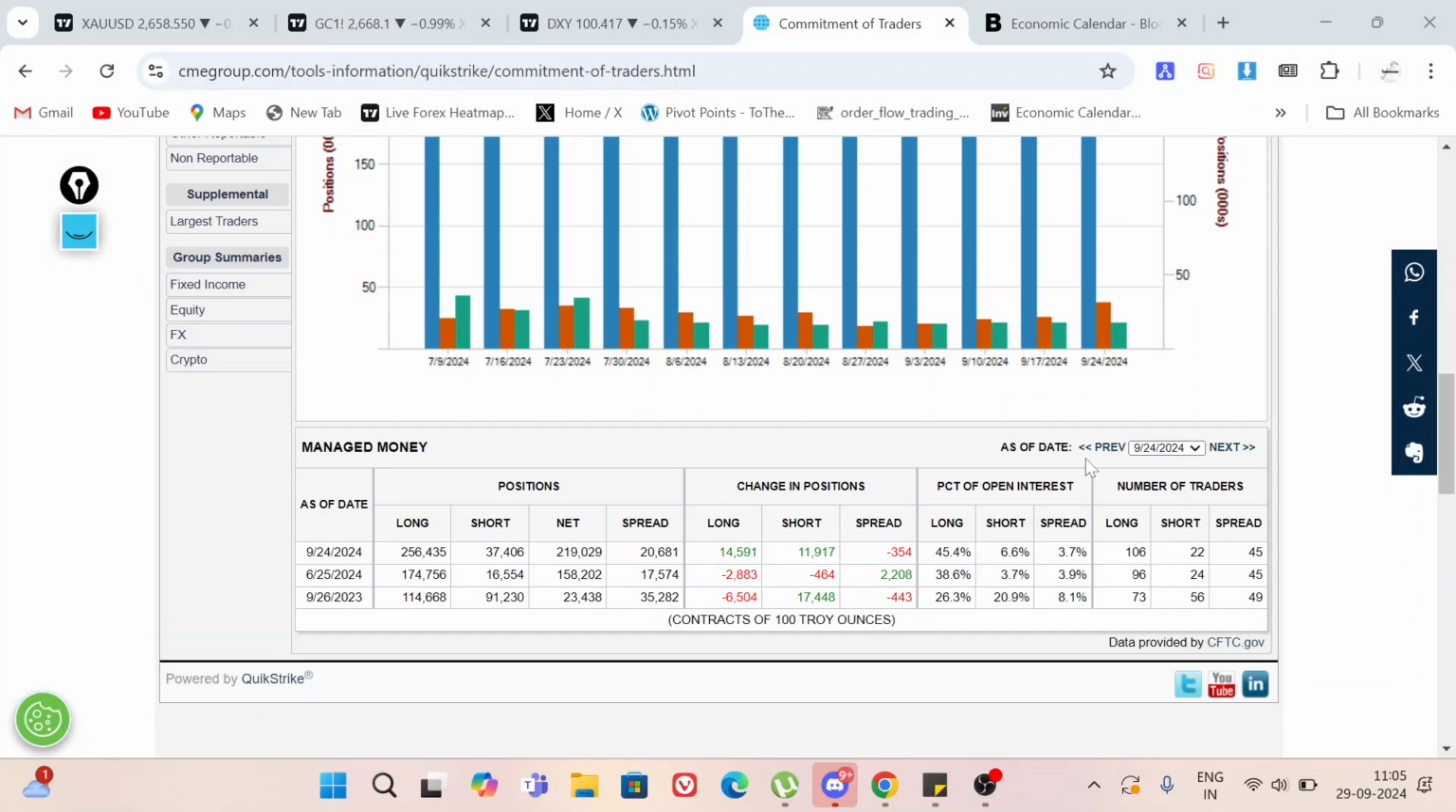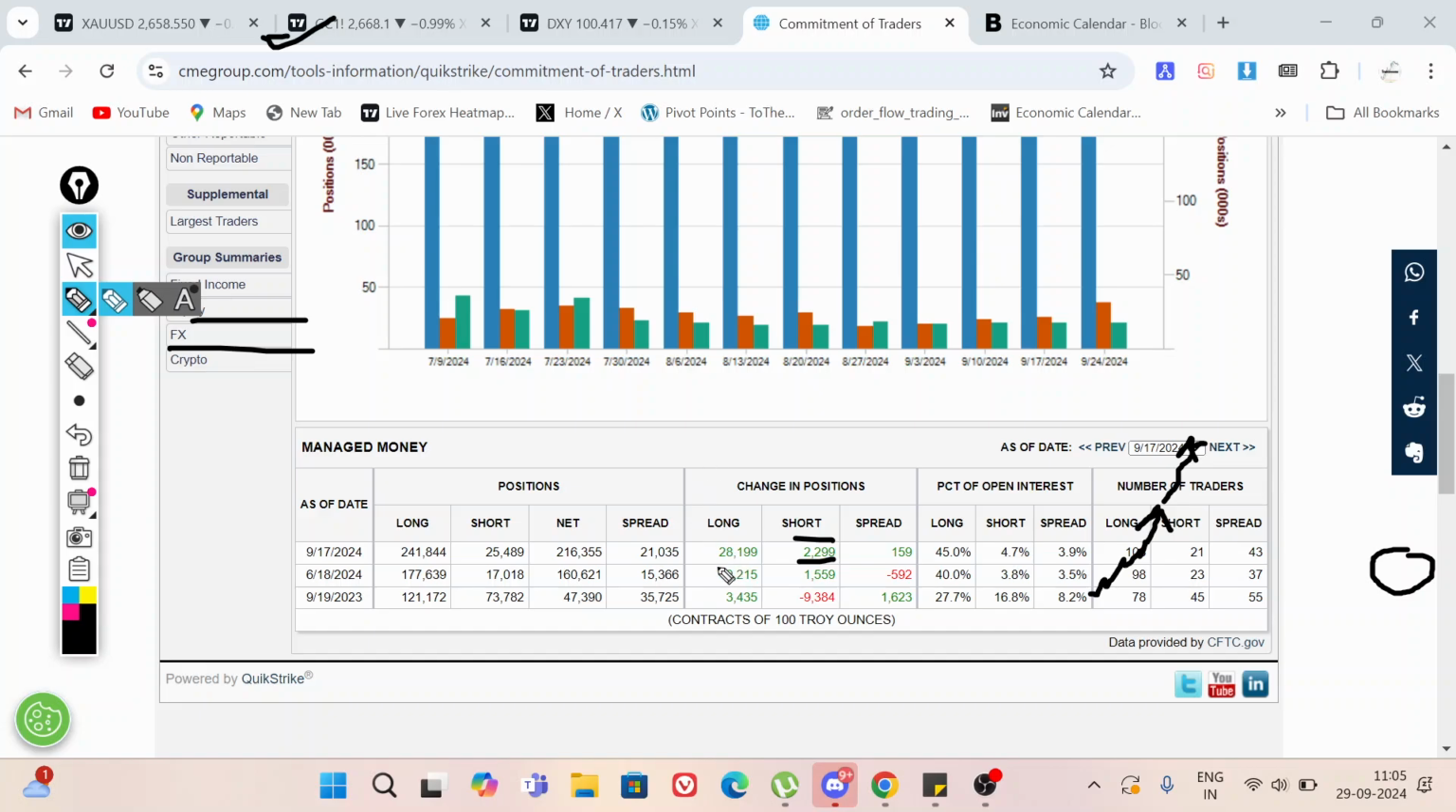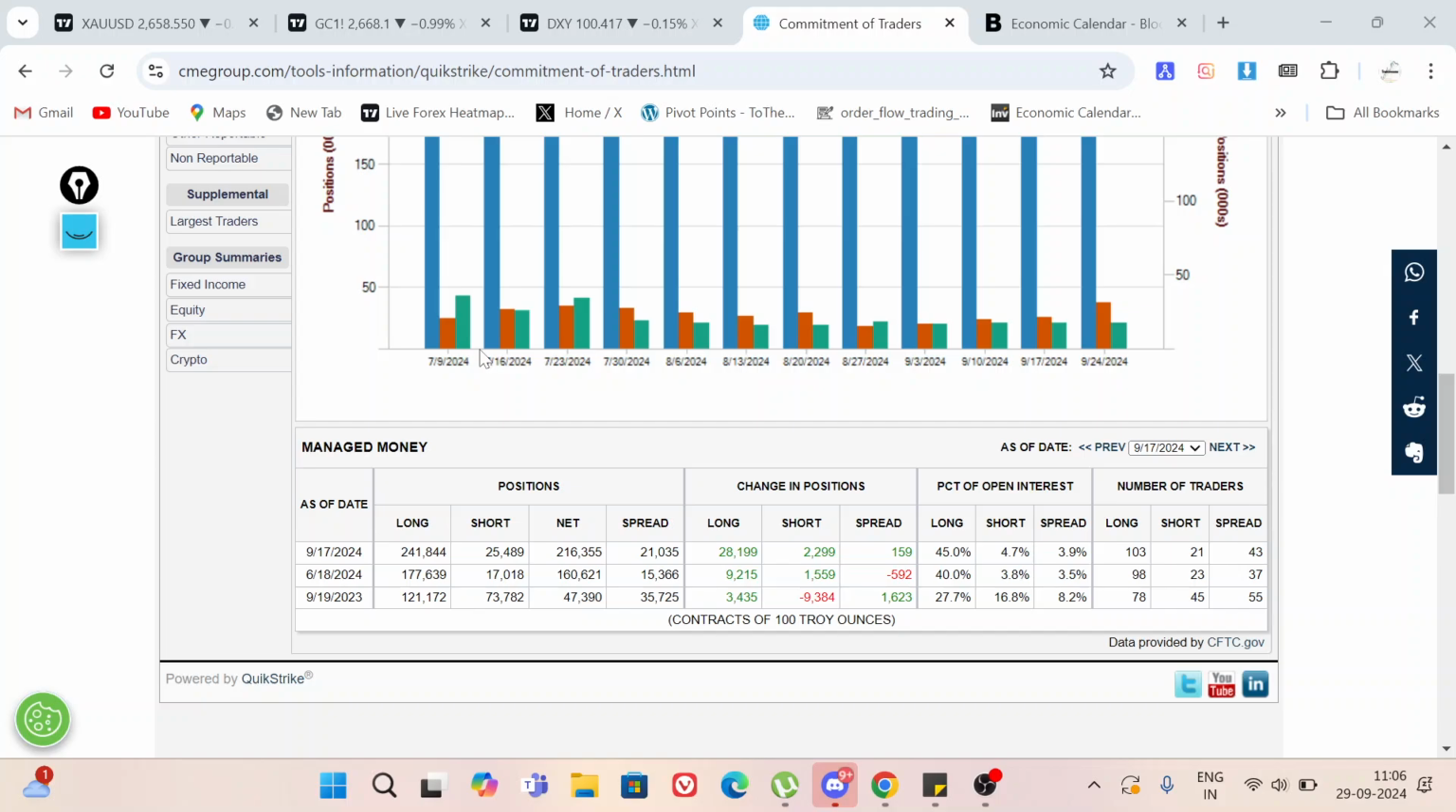Because if we check the previous COT report, you can see it was clearly on the bullish side because they added a good number of positions into their long side. This was the data from the previous week's COT report. They added 28199 positions into the long side, and we already saw the impact in the previous 2 weeks. So the current scenario is somewhat sideways to bearish as per the latest COT report, and we have to wait and see how they change their positions next week.